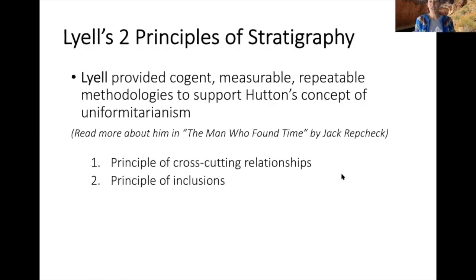Next, we'll move on to Lyell's two principles of stratigraphy. Lyell also is one of our old white guys. You can read more about him in The Man Who Found Time, the same book that you can read about Hutton. Lyell provided cogent, measurable, and repeatable methodologies that supported Hutton's concept of uniformitarianism.